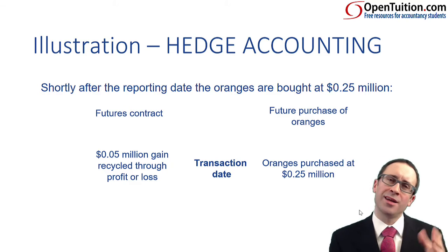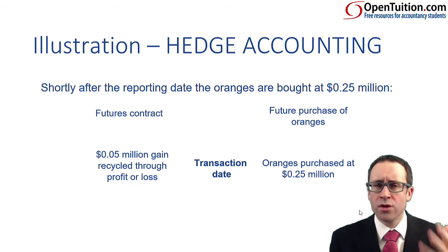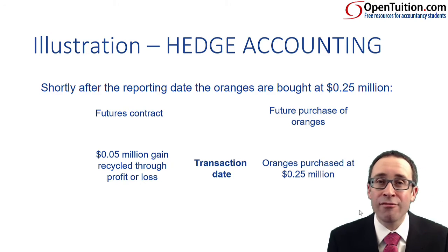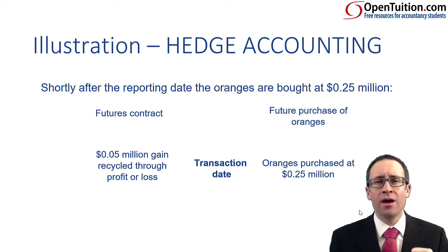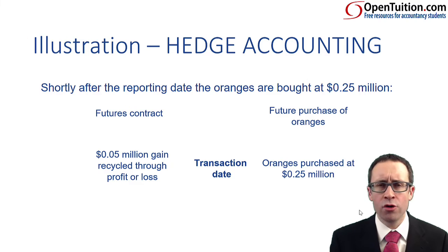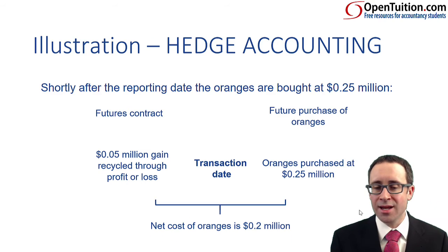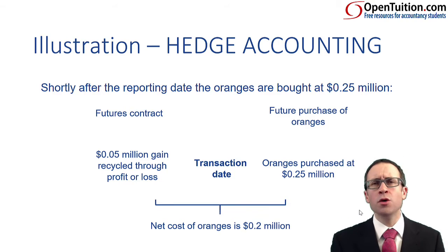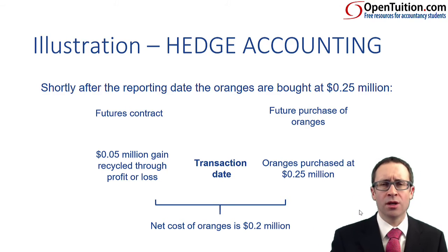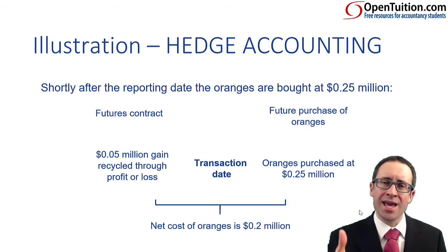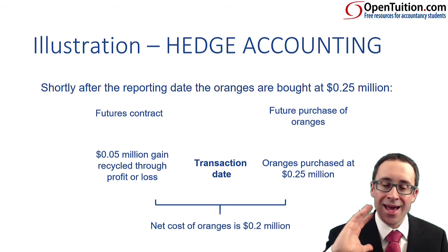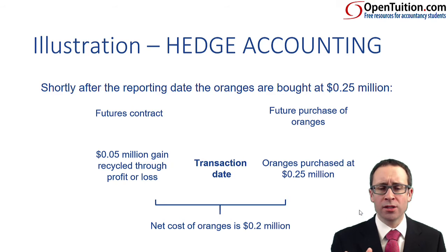But magic, we've made a gain, haven't we, when we close out our futures contract? Yeah, we place a bet on the value of the oranges rising. They have risen. We were right. Hurrah. And therefore, we make a gain. So we get some cash in when we make that gain. That gain of 0.05 million is then recycled through profit or loss. And the magic there is that, yes, we record a purchase of 0.25 million because that's what we pay for the oranges. But we then net off that gain of 0.05 million against the 0.25 million purchase price, which gives me a net cost of 0.2 million.